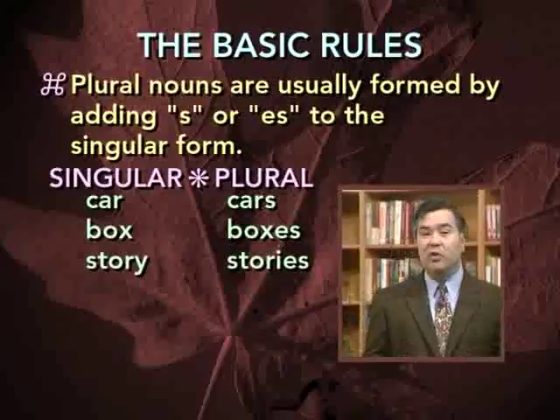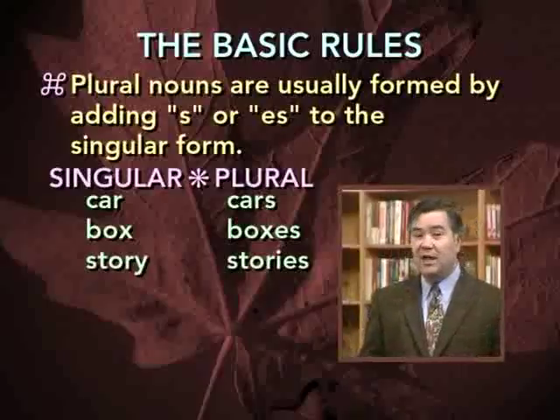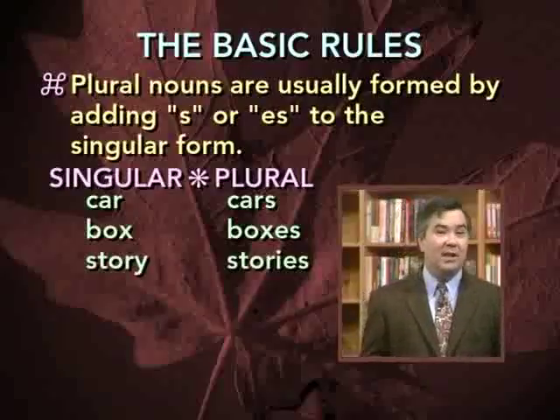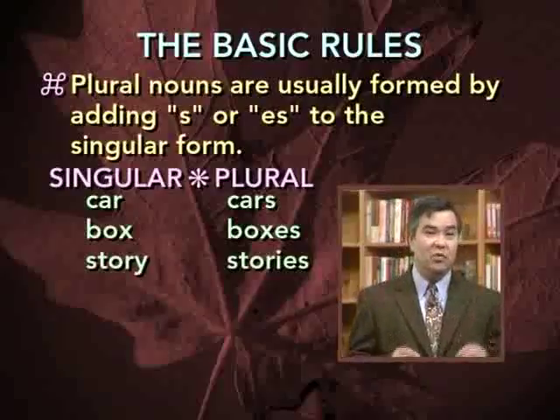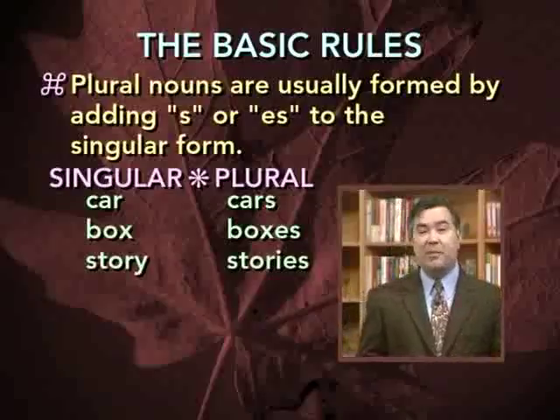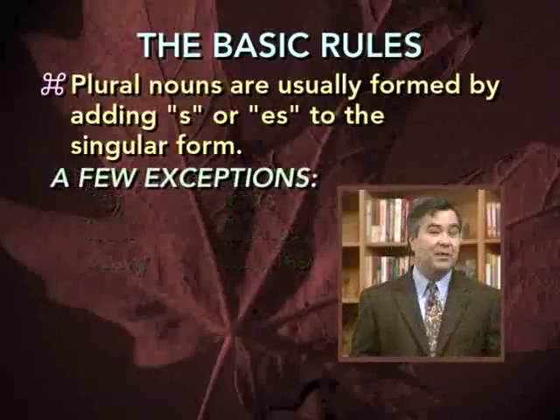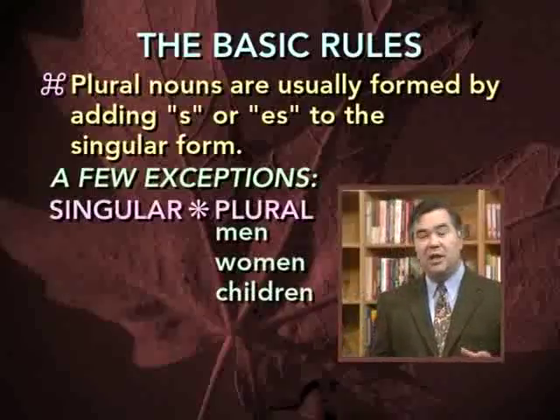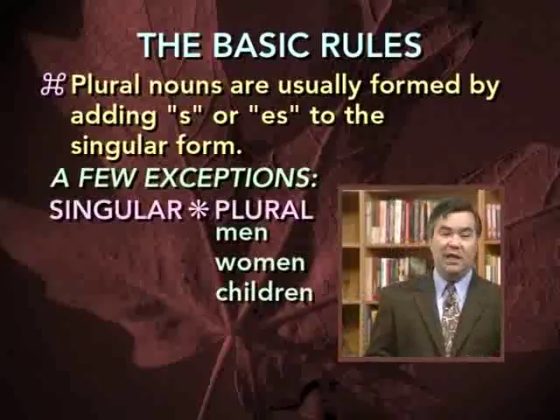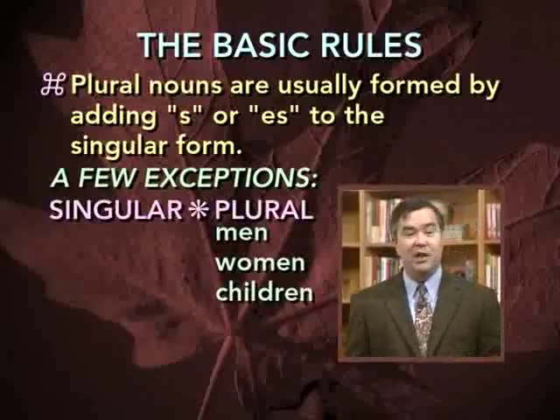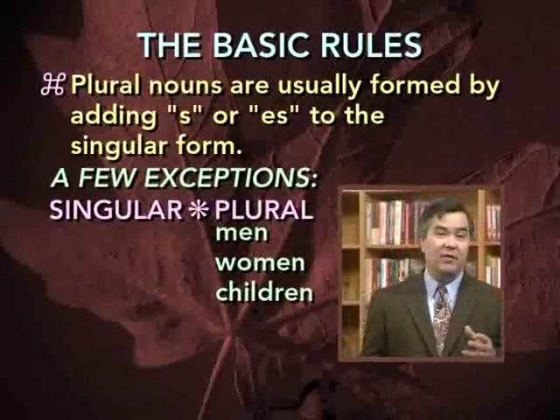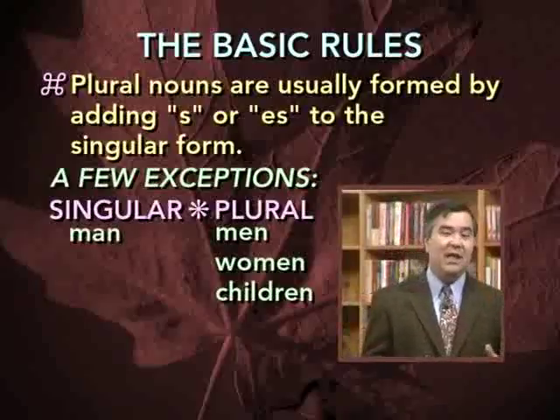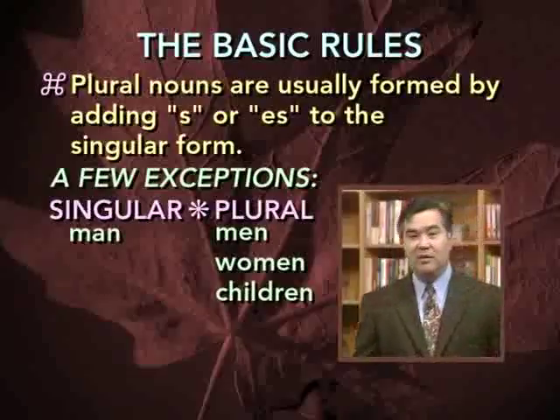Most English plural words end in S or ES, but a few form their plurals in unusual or special ways, and it's important to recognize these rules as well. These have to do with proper spelling. Here are some examples of these exceptional words. Men, women, and children are three words that are frequently used in English and all form their plurals in unusual ways. The singular of men is man, so you see that the vowel A has been changed into an E to turn the word from singular to plural.